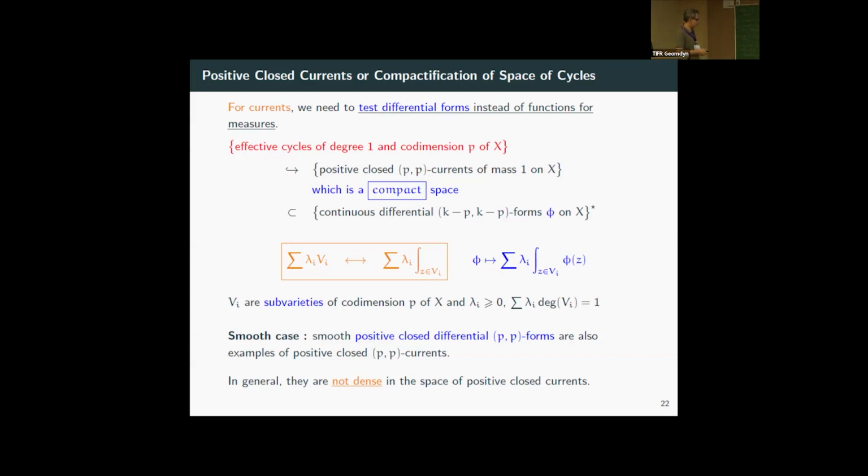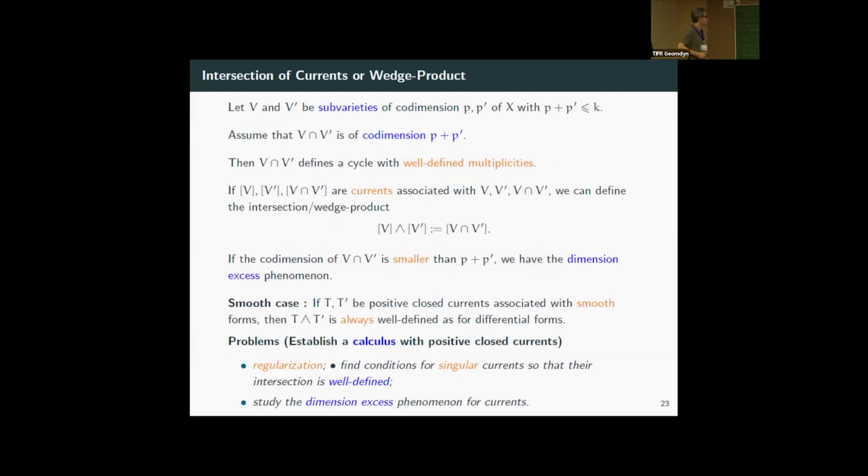Okay, I come back to this quickly. But let's discuss a little bit about the intersection of currents, or wedge product, it is the same.